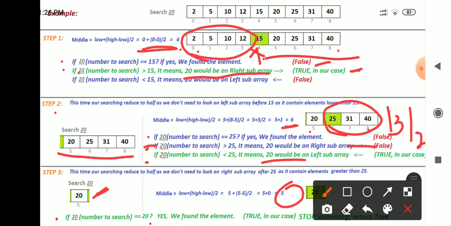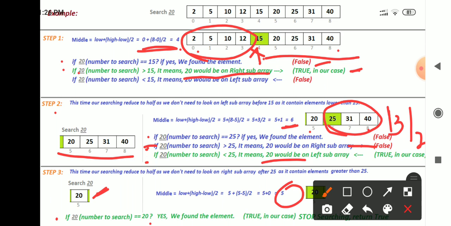So our search is successful. We got the element at position 5, at index 5. That is the working of binary search.